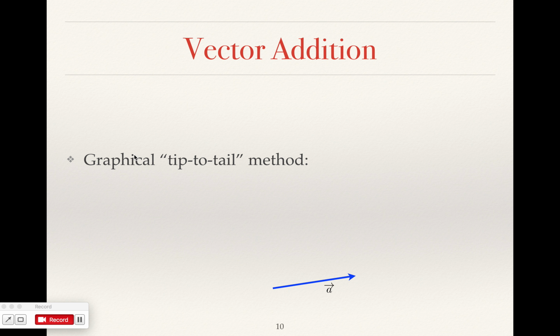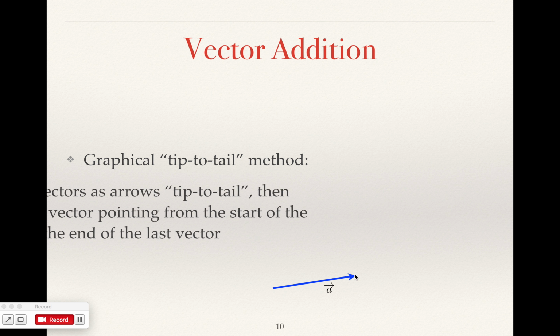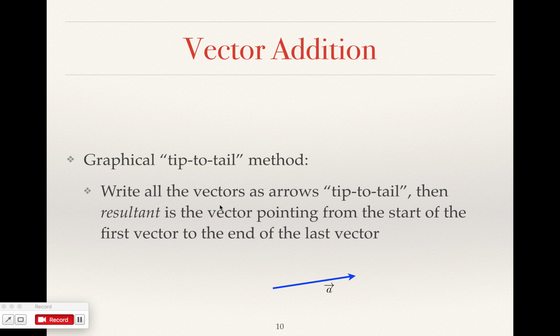The easiest way to start is to think about the graphical method. You remember you can indicate a vector with an arrow. The length of the arrow is proportional to the magnitude and it's pointing in the direction. Here we've got some vector A, which has some magnitude and is pointing in some direction. With the tip-to-tail method, you draw all of the vectors as arrows, then put them tip to tail. Then the resultant is the vector pointing from the very start to the very end.